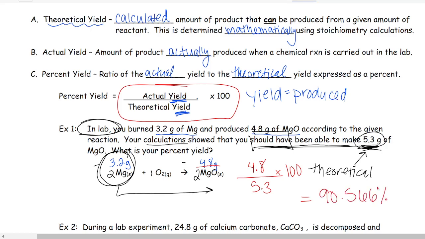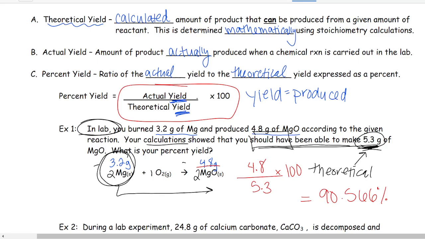90.566% of what I should have been able to produce. So in percent yield, you cannot actually produce more than 100% of what it says you can produce. However, sometimes, like in the lab we're going to do on Monday, you might calculate that you did get over 100% yield. But because we know the law of conservation of mass says that's not possible, what that would be telling you is that you created matter somehow.